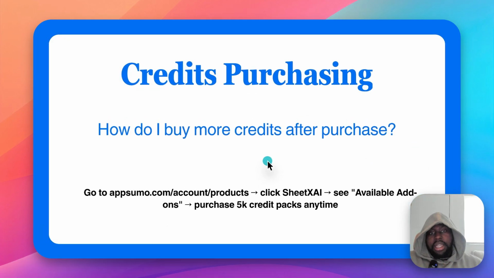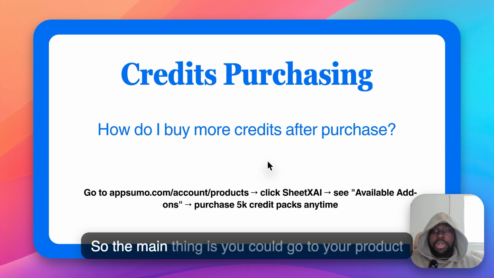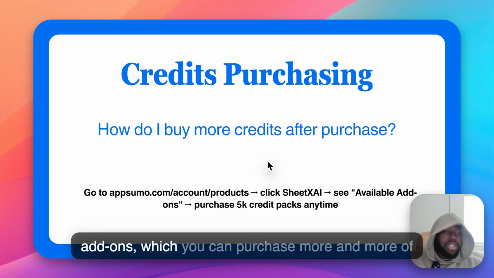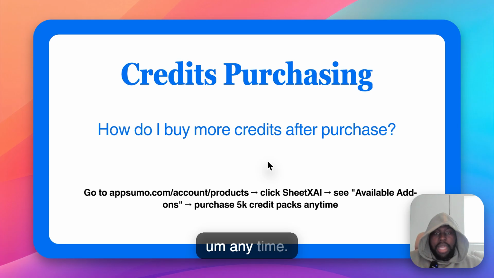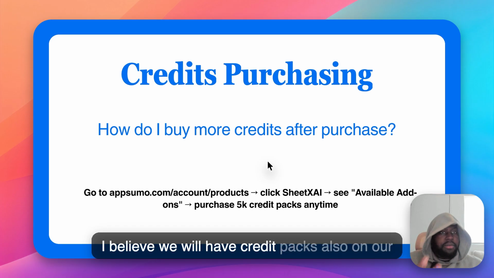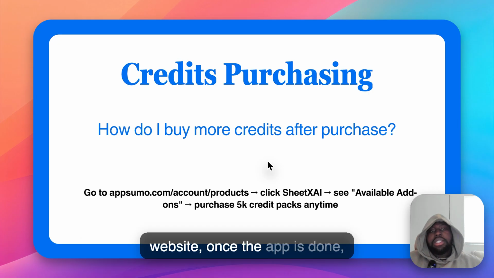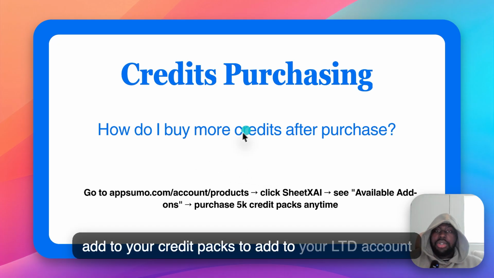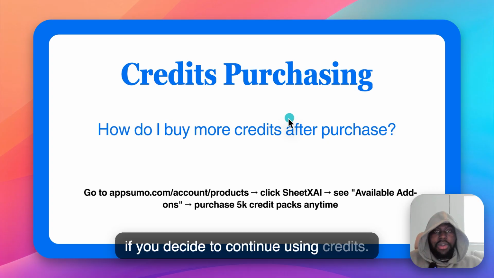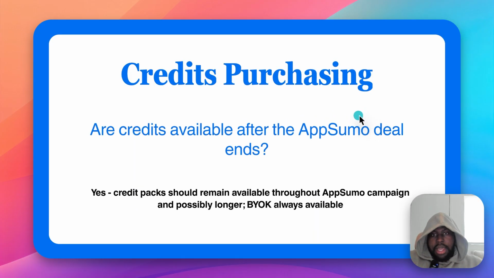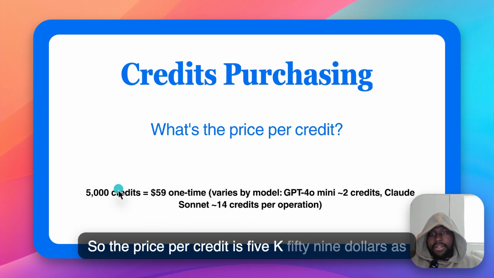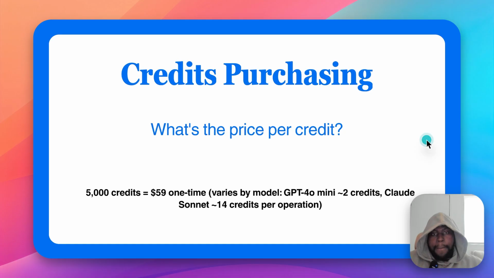And credits purchasing. How do you buy more credits? So the main thing is you could go to your products page, click SheetXAI, and you will see available add-ons which you can purchase more and more of anytime. After that's done, I believe we will have credit packs also on our website once the app is done, where we can allow you to buy credits to add to your LTD account, if you decide to continue using credits. And I believe that's it. So the price per credit is $59 as shown.